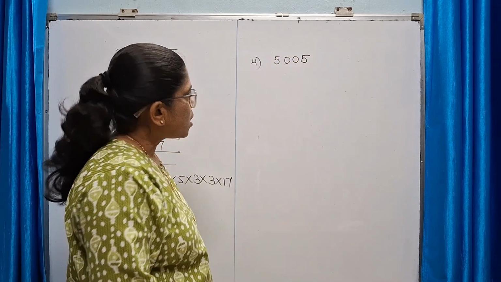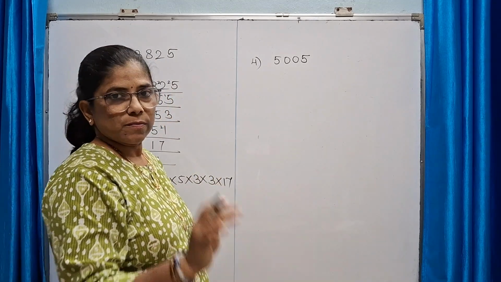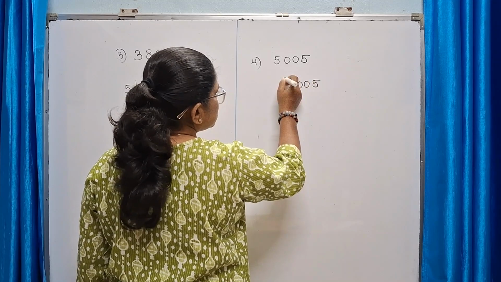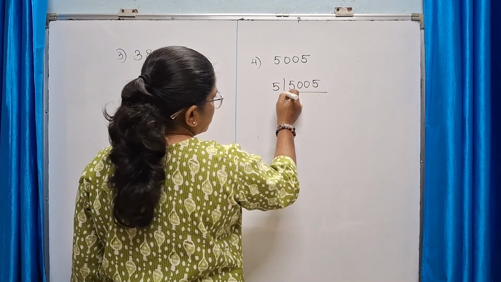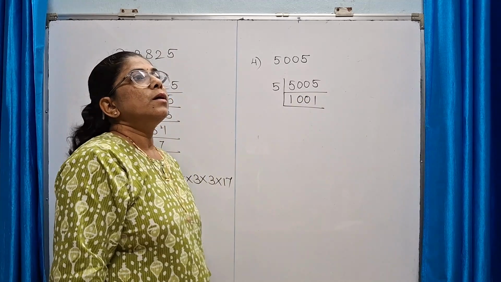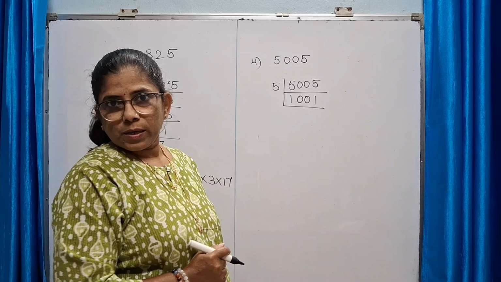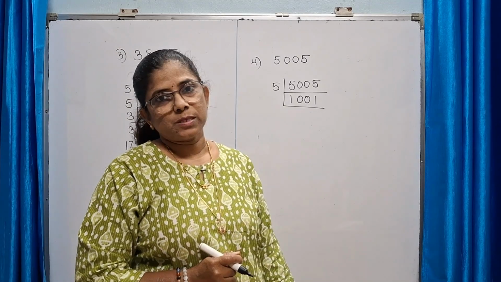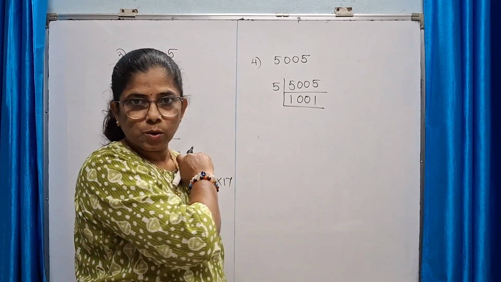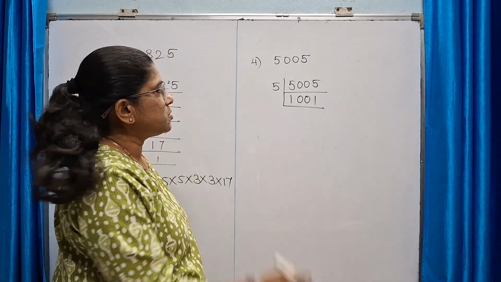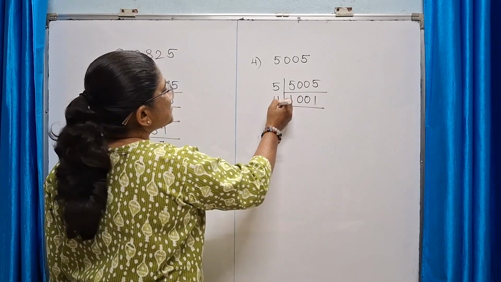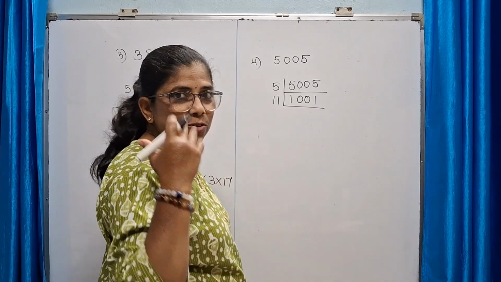Sum number 4 is 5005. Now 5005 is ending with 5, so we will straight away start this factorization by 5. 5 ones are 5, 0, 0, 1. Now such numbers are called palindrome numbers. Palindrome means the number which is the same even if we write the digits in reverse order. Such numbers are divisible by 11. So straight away you can take 11 for palindrome numbers.